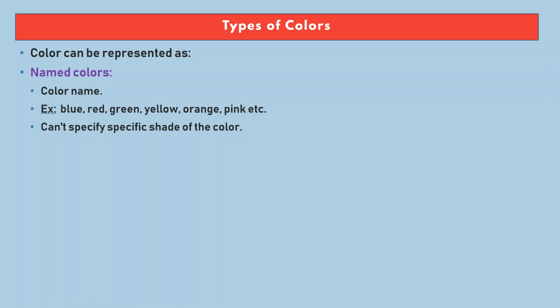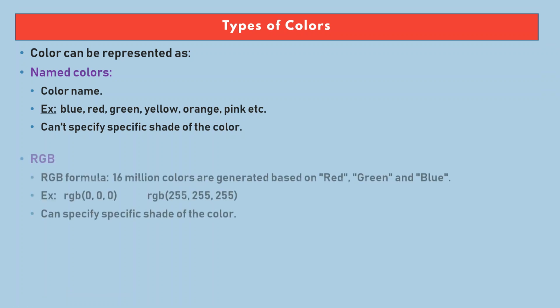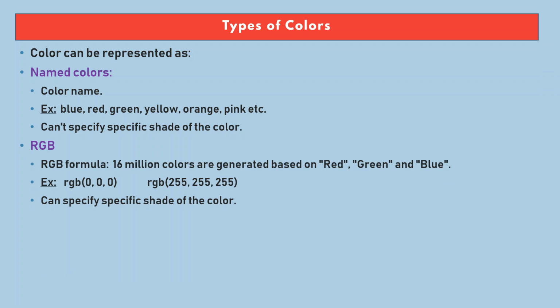So a color can be represented in 3 ways: named colors, hexadecimal colors, and RGB colors. Named colors means a color name can be specified directly: blue, red, green, etc. But the problem is we cannot get the exact shade of the color. For example, I want a somewhat lighter green, which is not too dark, not too light, some different green. That exact shade of the color I cannot specify in words. So that's why named colors are not recommended in real time.